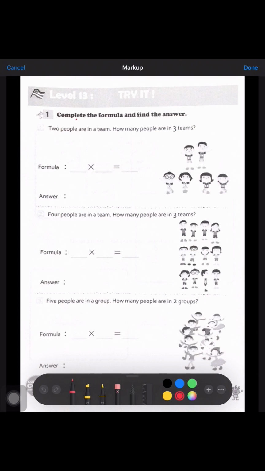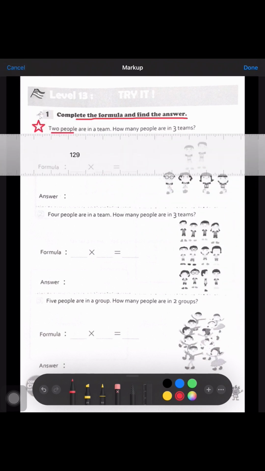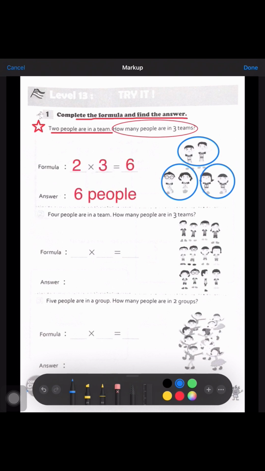Complete the formula and find the answer. So the first question: 2 people are in a team. So we need to find how many people are in 3 teams. So the formula will be 2 times 3. We can do it by skip counting. 2, 4, 6. So 2 times 3 equals 6, and there are 6 people in 3 teams. Okay, and then we take a look at the next question.